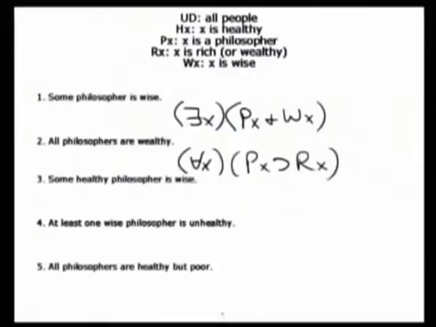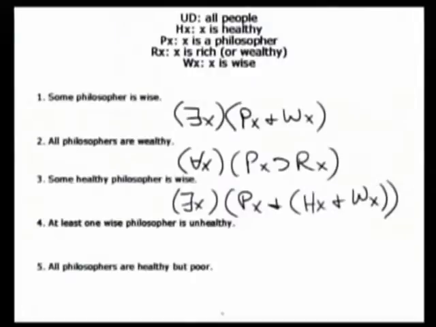Greg, how about number 3? I have EX, then parentheses, PX, and another parentheses, HX and WX, and close both of those out. So there is an X such that X is a philosopher, and X is healthy, and X is wise. You could arrange those parentheses in either grouping, of course. You can distribute them in either way. Any questions about that one?